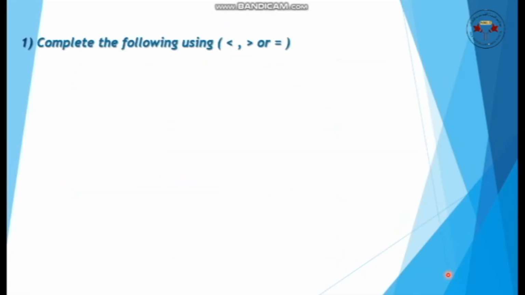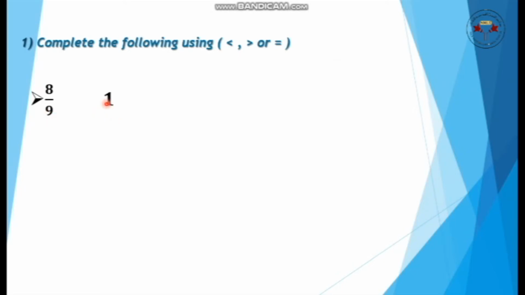Here you have to complete the following using greater, smaller, or equal. The first question is 8 over 9 and 1. You have to compare between them. But right now I have a problem, which is 1. And this lesson is called comparing and ordering fractions. So this has to be a fraction like the 8 over 9.